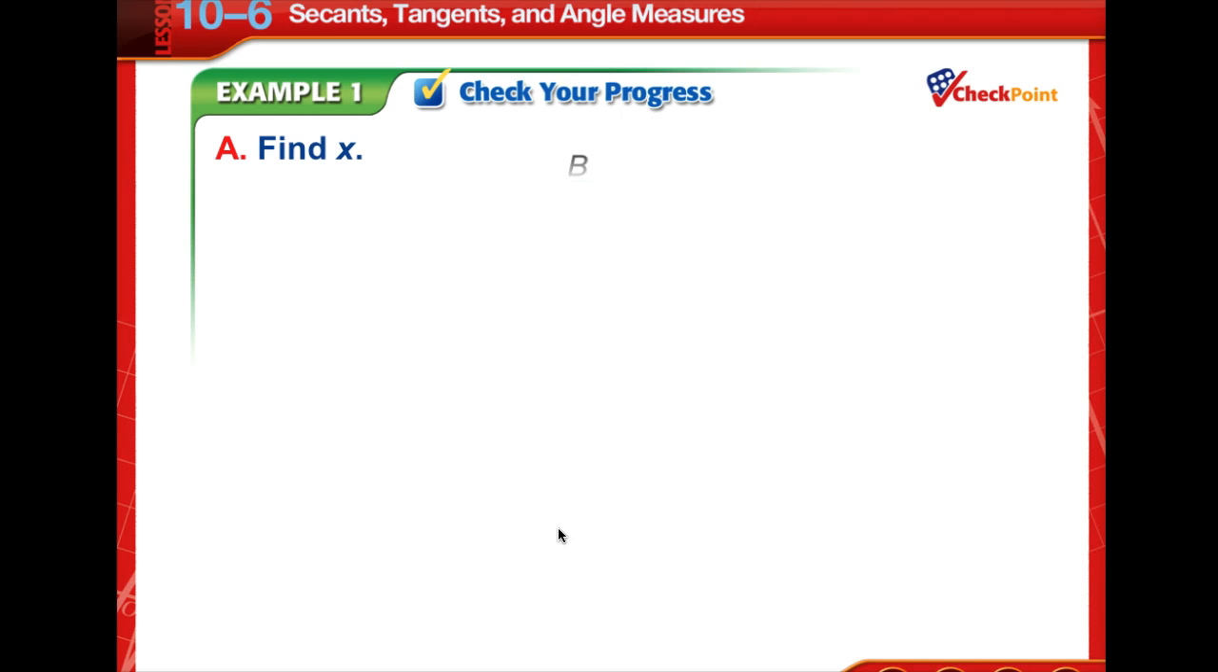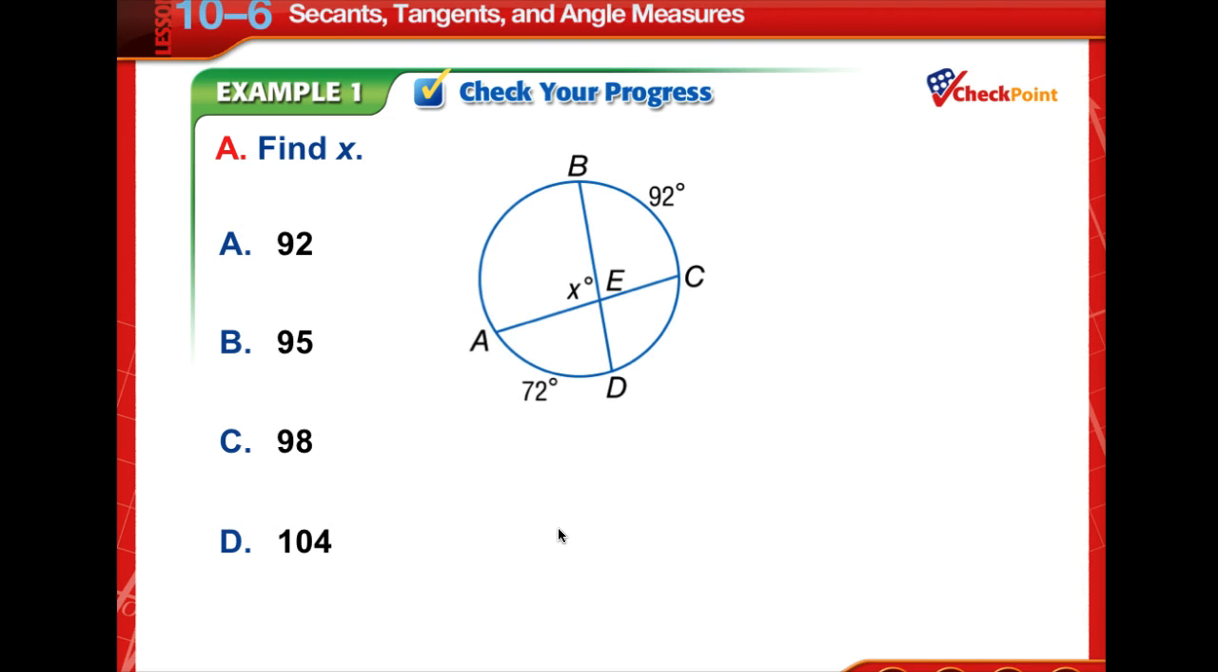All right, let's try this on our own. So pause the video and find the value of x, then come back and check your answer. Okay, so we know that the measurement of angle E is half of the measurement of 92 plus 72. So half of 164 would be 82, but we're asked to find x. So 180 minus 82 is 98.